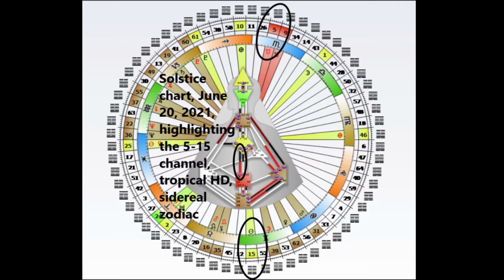The 15th gate, which is right now defined by the sun in the solstice chart, which is partly why I wanted to focus on this channel. It has a theme of moderation, but it is quite easy for anyone, whether you have this gate or channel defined or not, whether you have either of these centers defined or not, to sometimes get into a habit of, with a lack of moderation, any kind of habit.